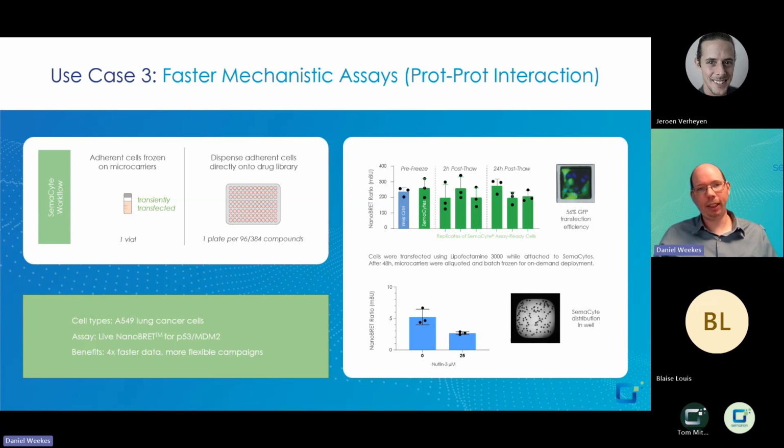As I mentioned, this particular NanoBRET pair looks at the interaction between P53 and MDM2, and this interaction is inhibited by the compound nutlin-3. And the bottom panel on the right just shows that the assay that we're using is working, as we see the expected reduction in NanoBRET ratio when you treat the cells with nutlin-3.